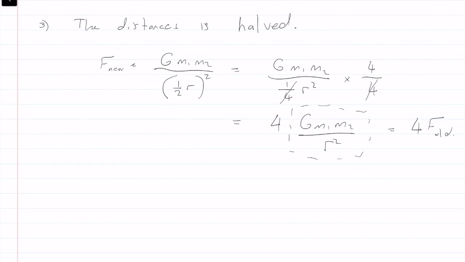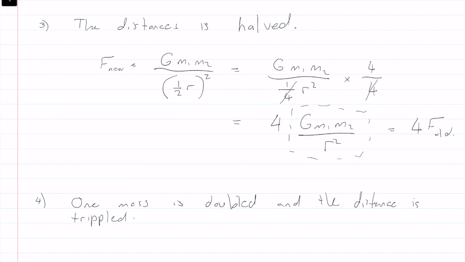Let's go through one more where we do more than one thing. Let's say one mass is doubled and the distance, the center distance, is tripled.